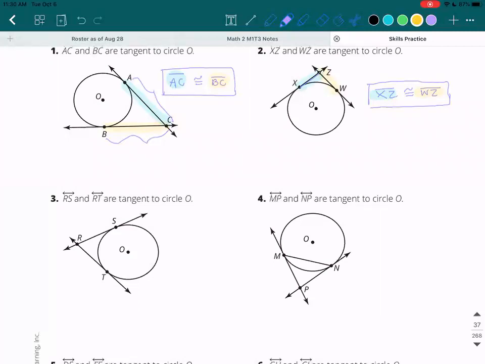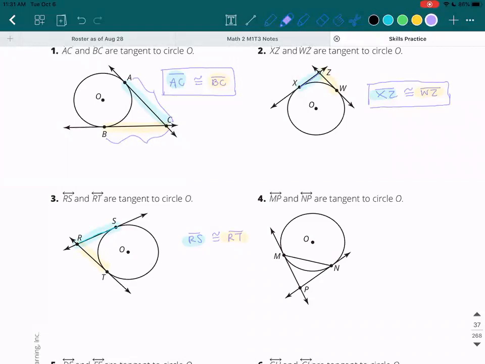Okay, so for this one, we have RS. Line segment RS is congruent to line segment RT. And you could have said SR, TR, it doesn't matter. It's still the same segment. So RS is this one. RT is that one. So you start at the point of intersection and you end the segment at the point of tangency, or vice versa.